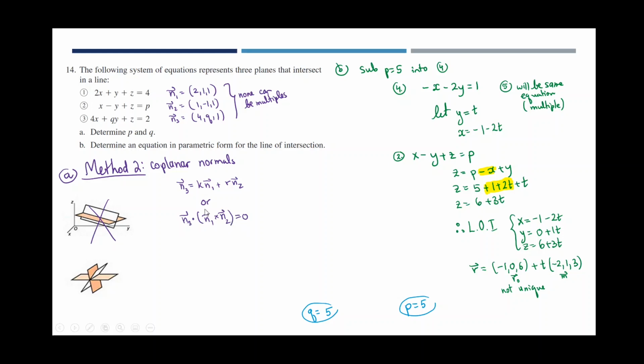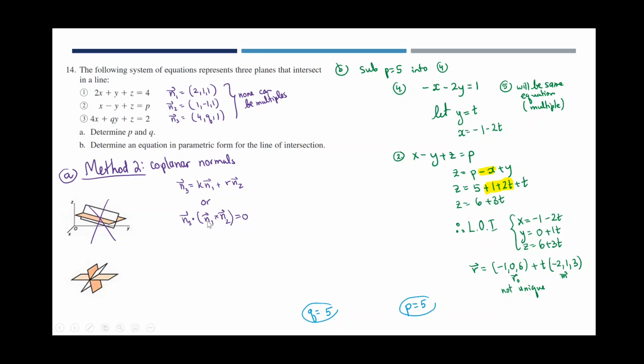This formula right here is actually very similar to finding a volume of a parallelepiped. And if that volume is 0, that means all three vectors that create the box will be all on one plane, because there's no volume to the box, it equals 0. So this is really easy to do.